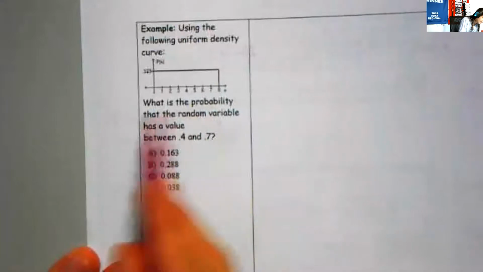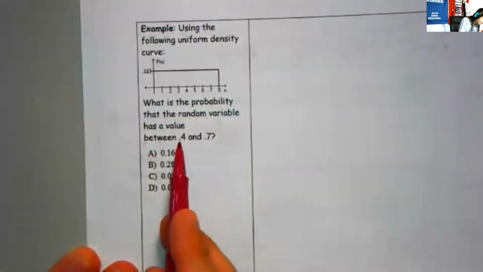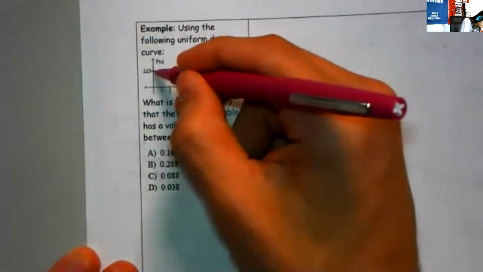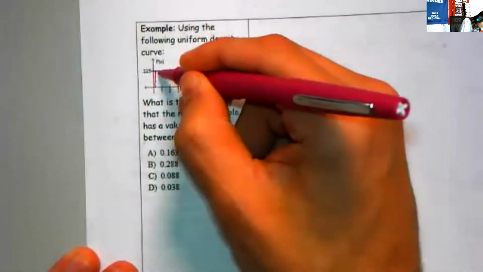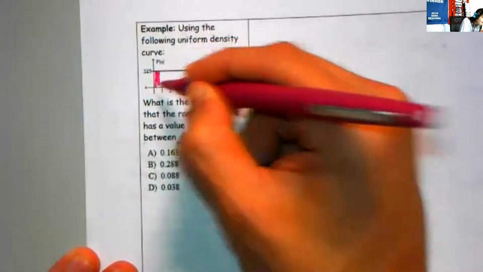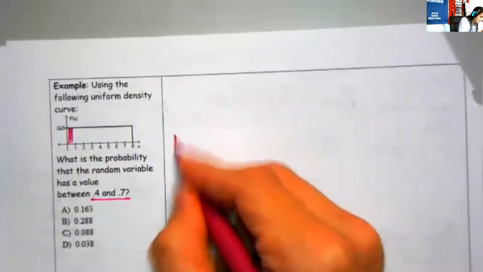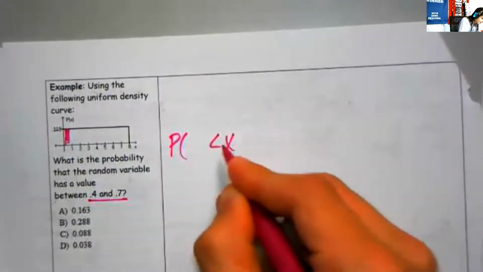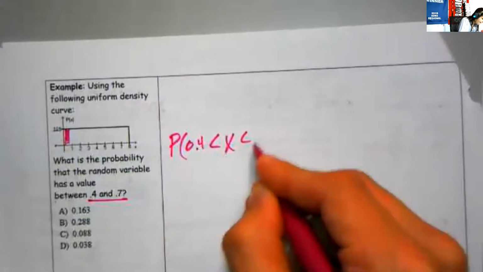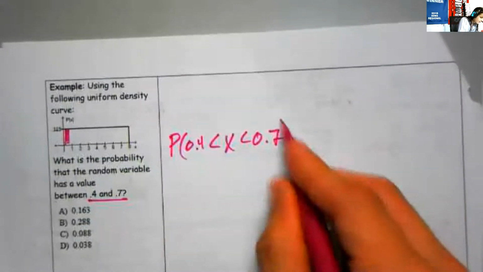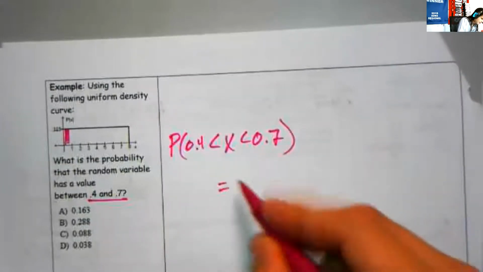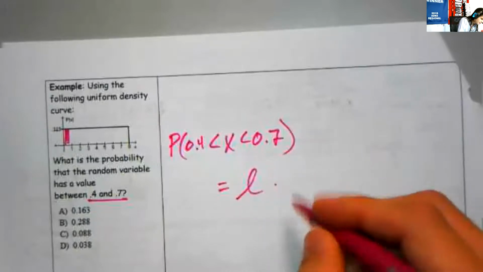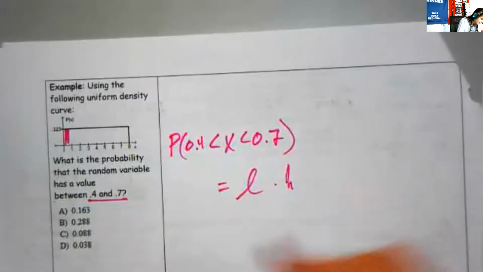So we are asked on the next page, using the following uniform density curve, what's the probability that the random variable has a value between 0.4 and 0.7? That is, that area. What's the probability that x takes a value between 0.4 and 0.7? Well, that's length times height.